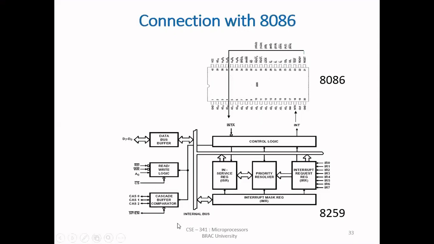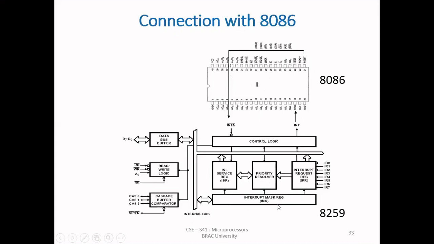In the block diagram, note the 4 boxes labeled interrupt request register, interrupt mask register, interrupt service register, and priority resolver. Okay, now I'm going to describe these registers in short.